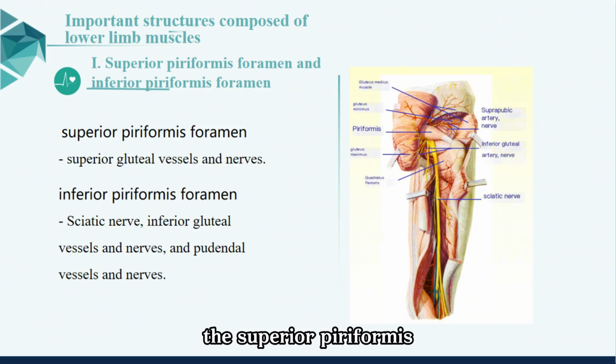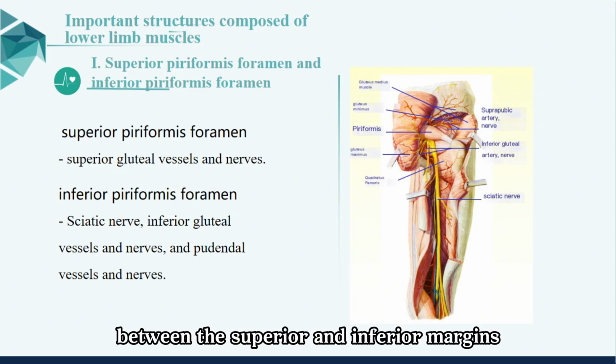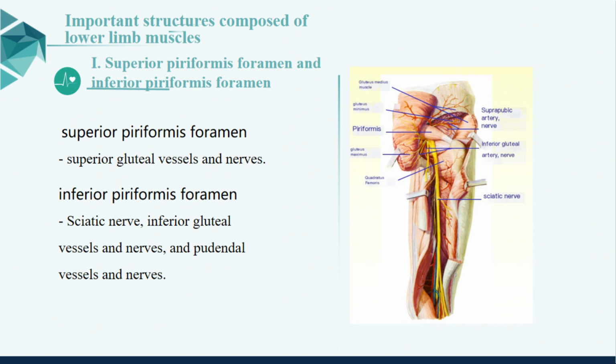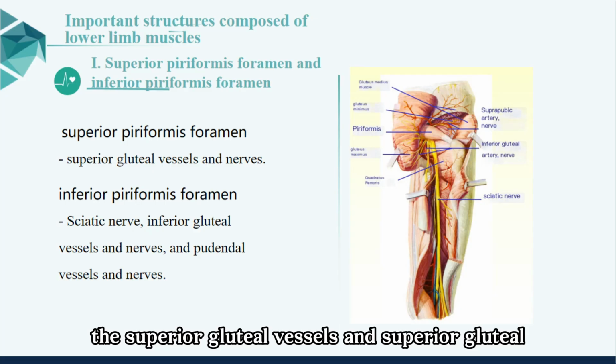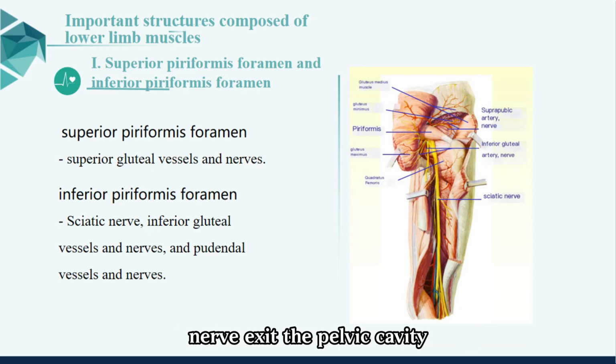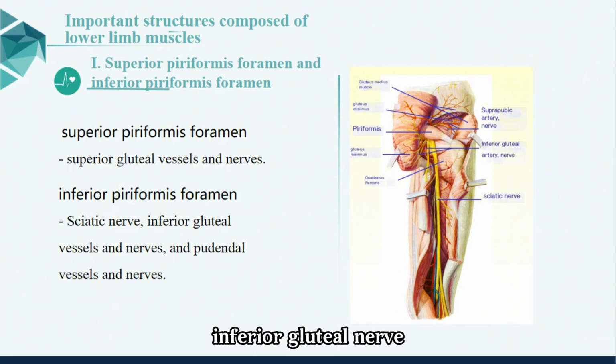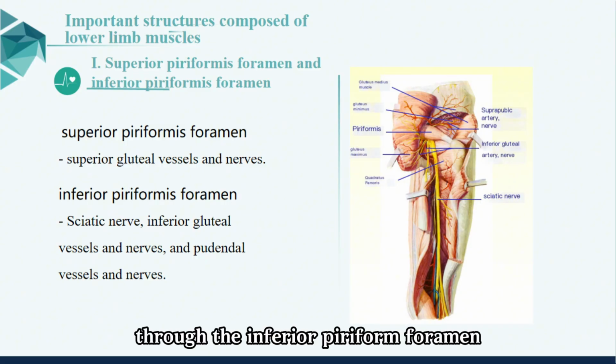The superior piriformis foramen is located deep to the gluteus maximus muscle, between the superior and inferior margins of the piriformis muscle and the greater sciatic foramen. The superior gluteal vessels and superior gluteal nerve exit the pelvic cavity through the superior piriformis foramen. The sciatic nerve, inferior gluteal vessels, inferior gluteal nerve, pudendal vessels, and pudendal nerve enter and exit the pelvic girdle through the inferior piriformis foramen.